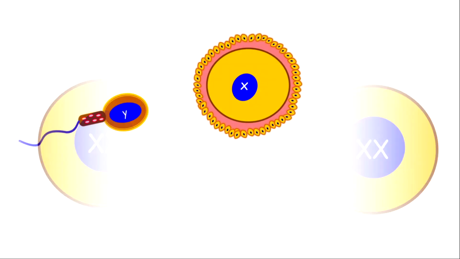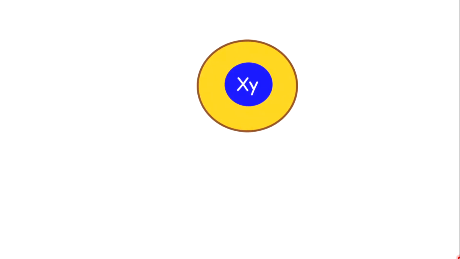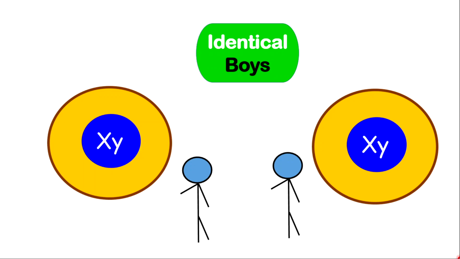Let's look at another example. If you have a sperm cell with a Y chromosome, and it fertilizes the egg cell, what will be the possibility of twins forming? If you're thinking boys, then your thinking is absolutely correct. Once fertilization takes place, the zygote will form, it will divide and form two identical boys.